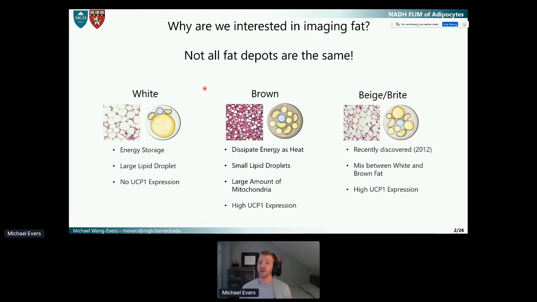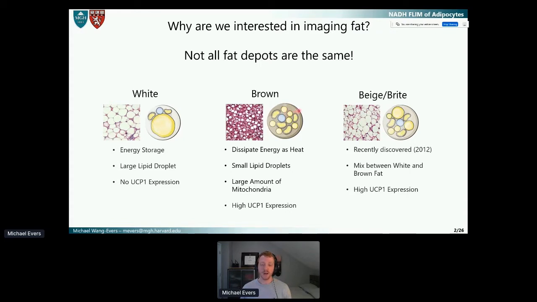We are interested in it because fat depots are not all the same. There are actually 3 different fat depots in the human body. And first of all, I would like to talk about the white fat, which is the fat probably most of you know. It's the fat we have in the body to store energy. And as you can see, we have a large lipid droplet. And I will go into this in more detail later, but it does not have UCP1 expression, which is uncoupling protein 1.